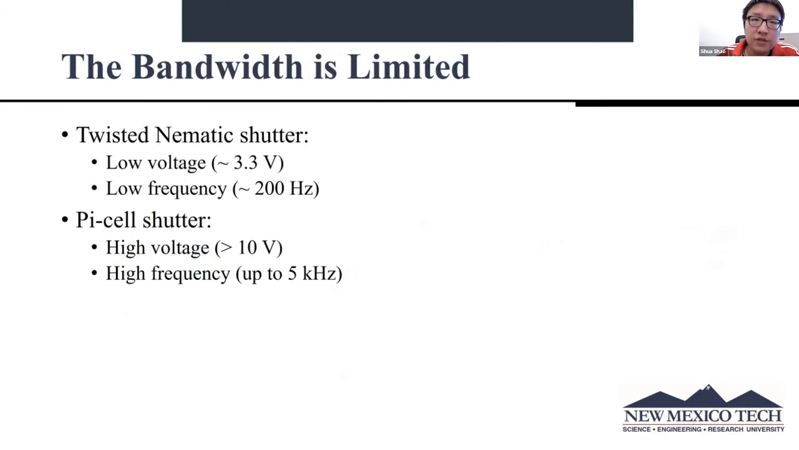One issue for this retro VLC is the bandwidth is limited. Two commonly used LCD shutters are currently in the market: the twisted nematic and the pi cell shutters. Each of them is associated with a different driving voltage. TN has a lower one, but lower frequency. Pi cell has a higher voltage, but higher frequency. Let's do some experiment now.